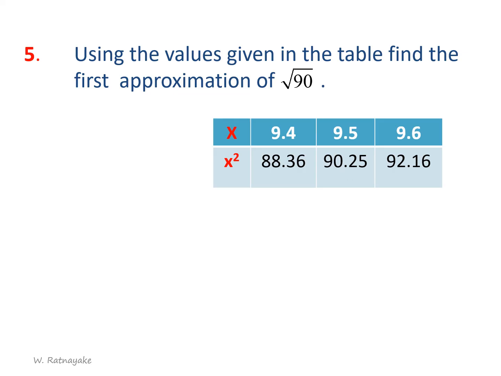For 90, you don't find any exact value. Therefore, we have to select an approximate value. Here the closest value to 90 is 90.25. Therefore, we select the square root of 90.25 as the approximate value for the square root of 90. Therefore, the answer is: square root of 90 is approximately equal to 9.5. It is not exactly equal to 9.5. It is approximately equal to 9.5.